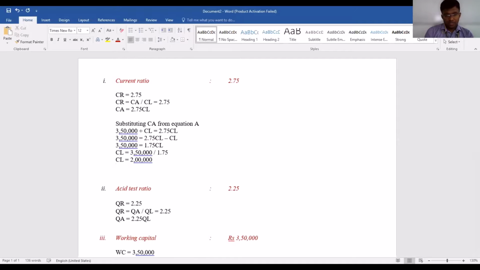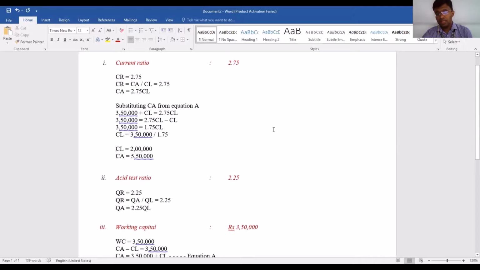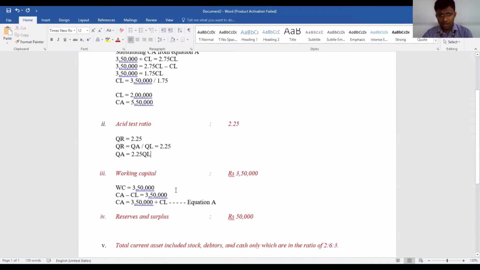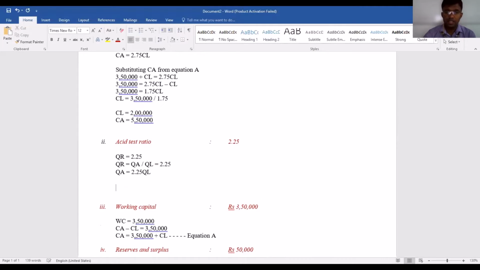Okay, so substitute the value of current liability, you get current asset is equal to 5,50,000. So from this we have got the values of current liability and current asset. Now let's see if we can do something with this particular equation.